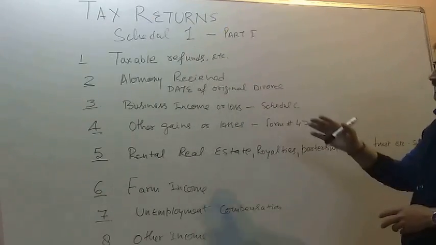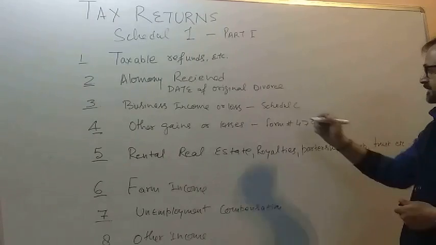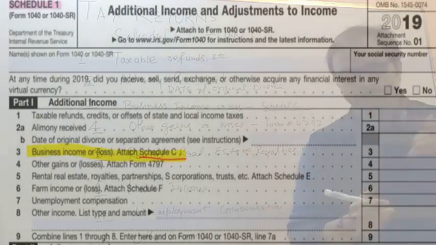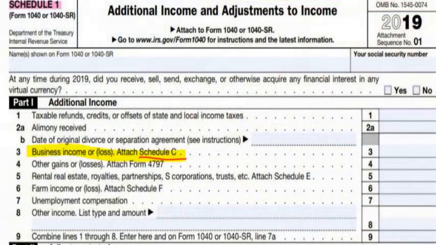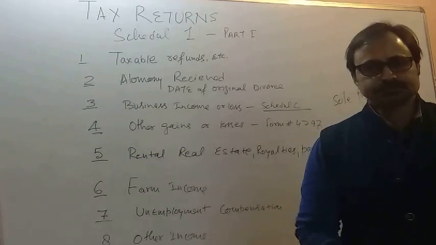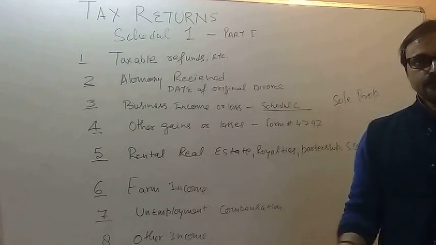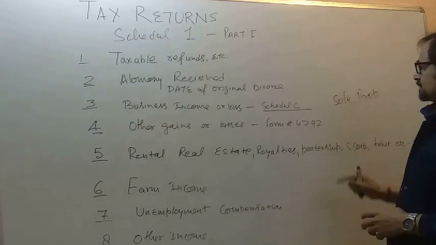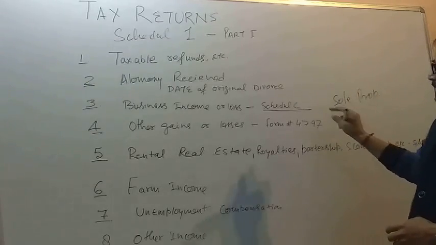Next is business income or loss, Schedule C. It is written Schedule C, right? I have already told you in my previous video, whenever the borrower is a sole proprietor, remember, sole proprietor, like the borrower has a shop or maybe some other kind of business where he is the only owner and 100% owner, and he may have a couple of employees as well. That kind of business is always going to appear on Schedule C.